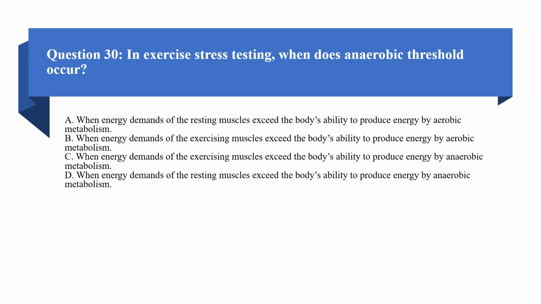Our choices. A, when energy demands of resting muscles exceed the body's ability to produce energy by aerobic metabolism. B, when energy demands of exercising muscles exceed the body's ability to produce energy by aerobic metabolism. C, when energy demands of the exercising muscles exceed the body's ability to produce energy by anaerobic metabolism, anaerobic, without oxygen. And D, when energy demands of the resting muscles exceed the body's ability to produce energy by anaerobic metabolism.